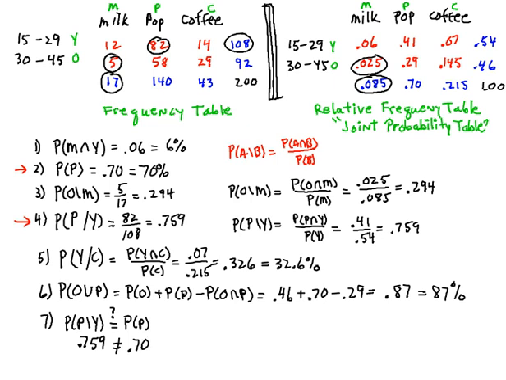So theoretically, these two events are not independent because the probability of P given Y is not the probability of P. In other words, if you know Y is true, it'll affect the probability that the person is going to prefer pop. In other words, there's a connection there. One is influencing the other. So we would say not independent.